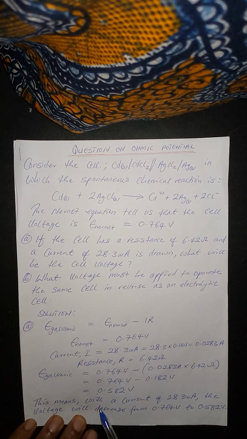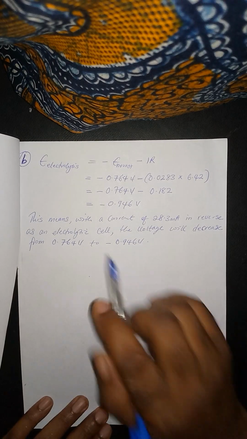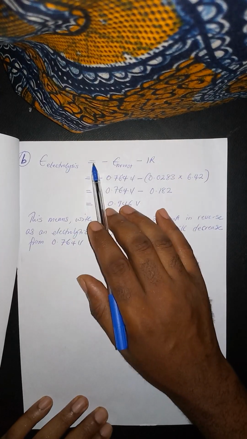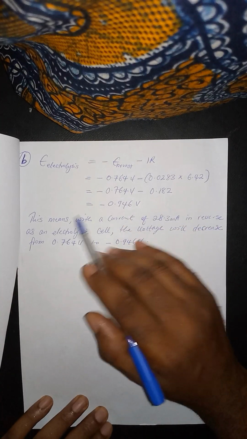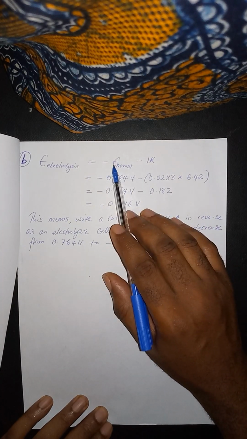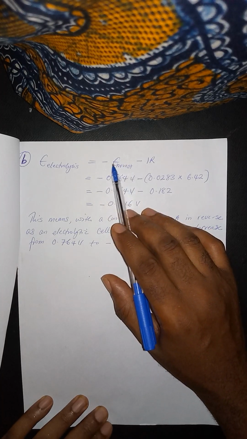This means with a current of 28.3 milliampere, the voltage will decrease from 0.764 volts to 0.582 volts. Then question B. The formula is E electrolysis equal to minus E next minus IR. Minus E next comes as a result of being in a reversed order. So the potential now becomes negative.